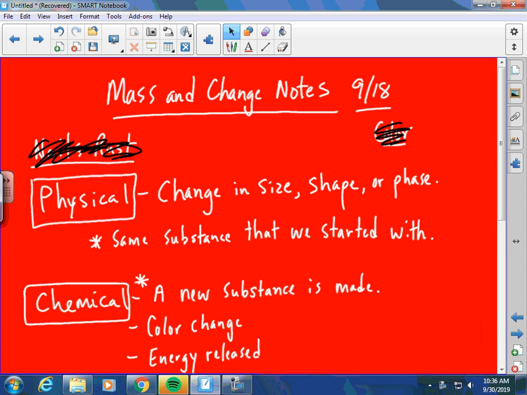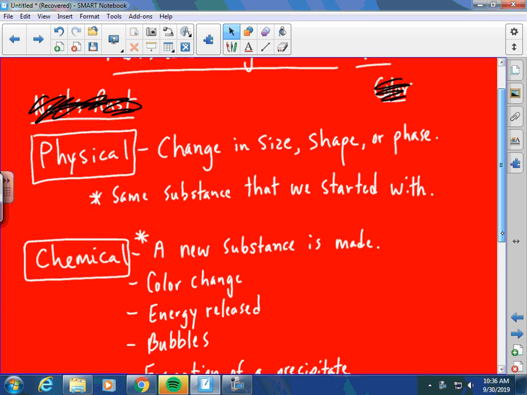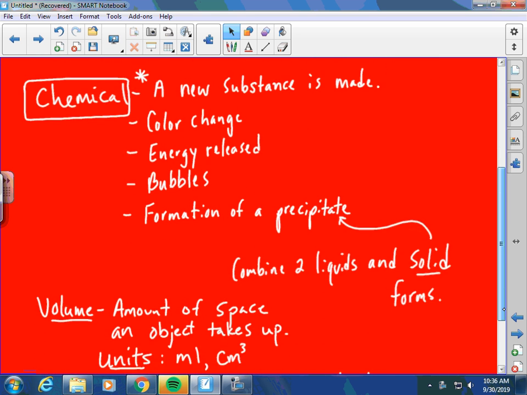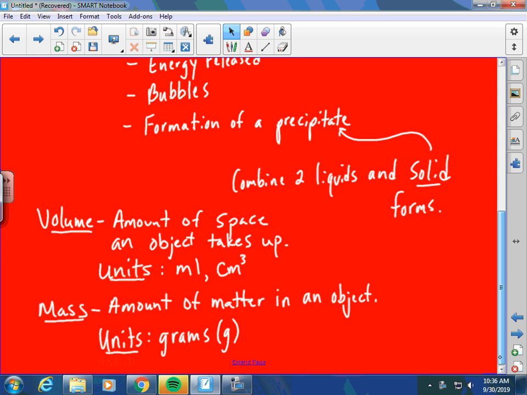All right, here we go. So you guys should all have your mass and change notes out. This is a lot of stuff. You might be confused as to what it is. But we started at the very beginning. We talked about changes, physical changes, chemical changes. So we had these notes down. And then from there, we went and actually did the mass and change lab.